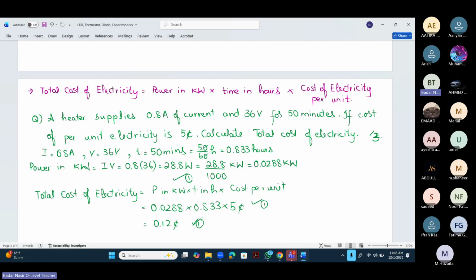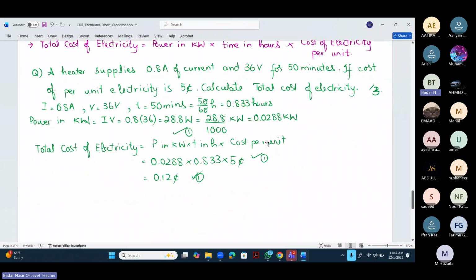Current and voltage is given. Power ka formula P is equals to IV. So you multiply current and voltage, you calculated the power. Watt se kilowatt mein jana hai, so you divide it by 1000, you get the power in kilowatt. How do we calculate the total cost of the electricity? Power in kilowatt times time in hours times cost per unit. Okay.